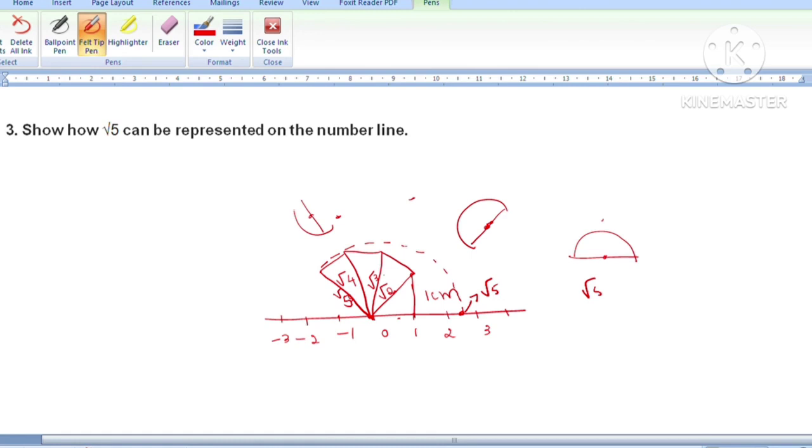You have to draw this using a protractor and compass. Don't do it directly by hand. Here I can't do it with a protractor and compass, that's why I did it by hand.